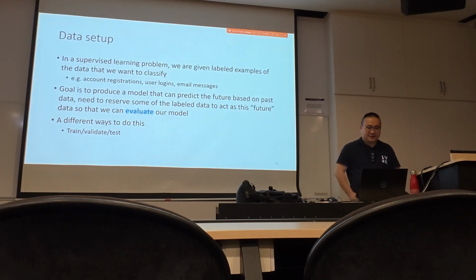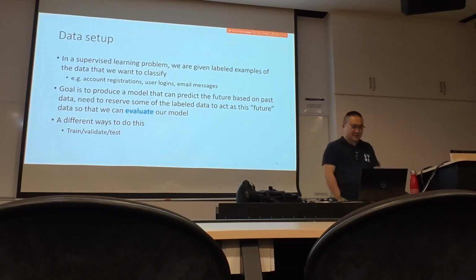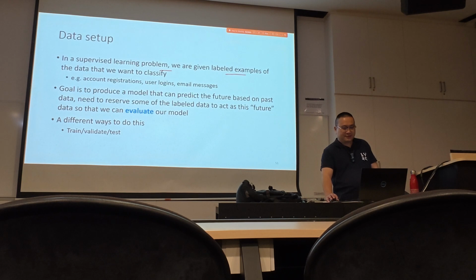So we have discussed how to evaluate models, and now let's discuss how to set up the data set for training a machine learning model. In a supervised learning problem, we are given the labeled examples of data that we want to classify. For example, we are given the bank account registrations, logins, emails, etc. And then our goal is to get a model that can predict future data based on the past data. Past data are the training data, and the future data we can consider as the testing data sets.